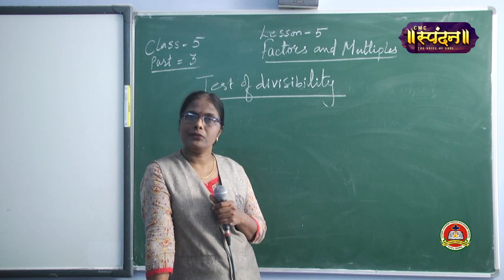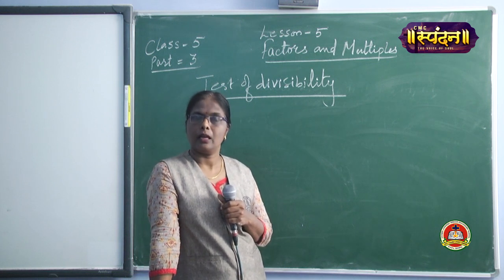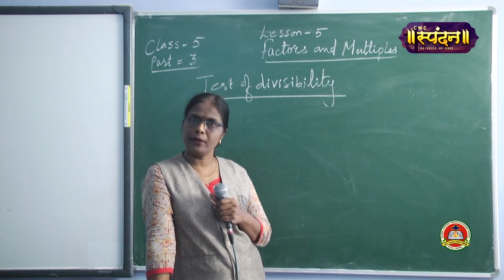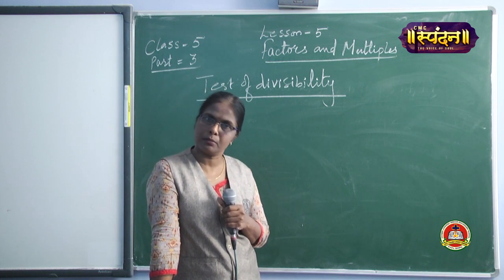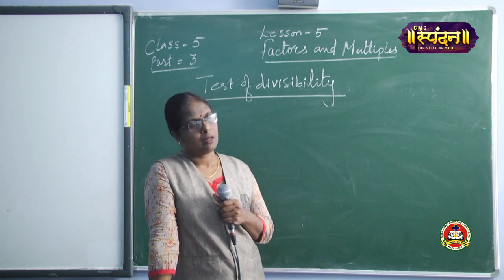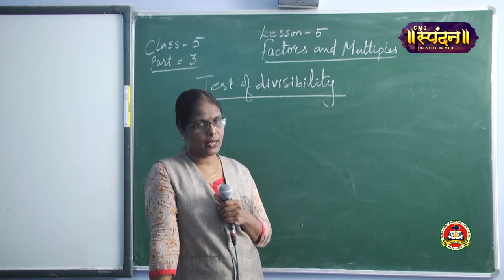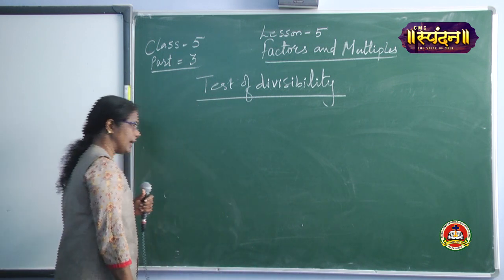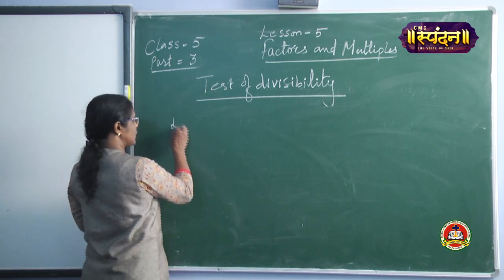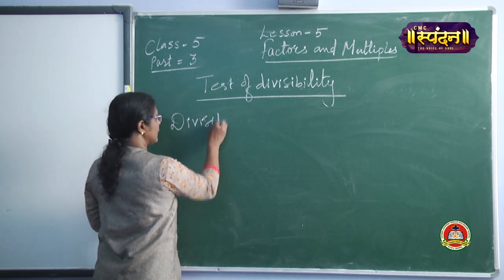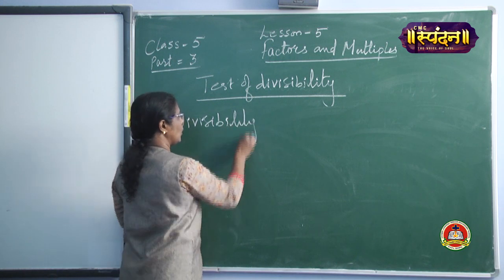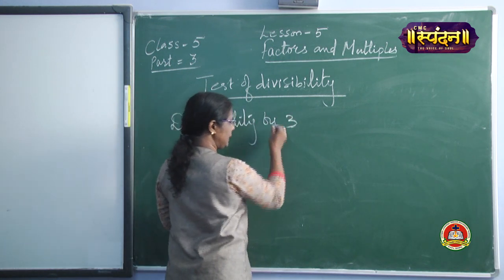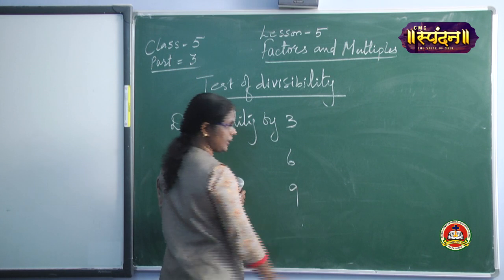Okay. Coming to the divisibility rule for 5. A number should have 0 or 5 in its ones place, then the number is divisible by 5. Divisibility rule by 10: a number should have 0 in its ones place, then the number is divisible by 10. Next, we will see the divisibility by 3, 6 and 9.